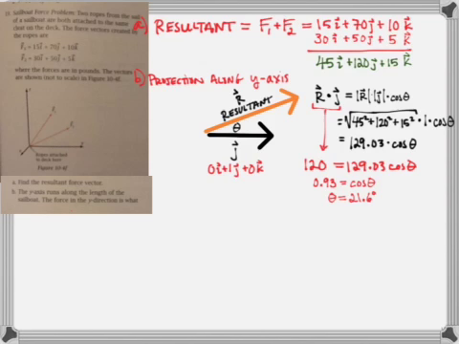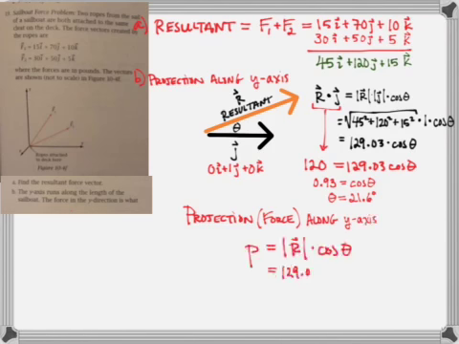Now, assuming I don't have an approximation error, I plug that back in to figure out my projection, the force along the y-axis. So I plug it back in. It's the magnitude of R times cosine of theta, which, as we just figured out, works out to be 120. So that's how we're kind of going to go between these things. If we have two vectors, we can find the angle. If I can find the angle, I can find a projection along those values.